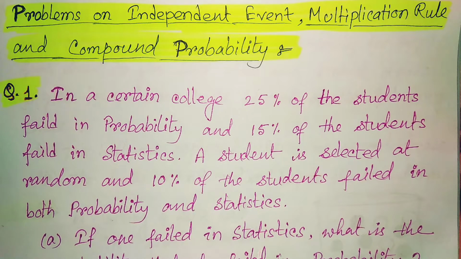In this video, we are going to explain the independent event multiplication rule and the compound probability with some examples.